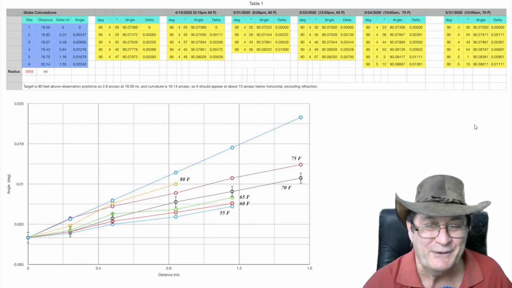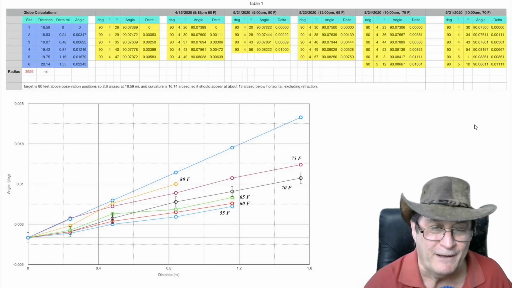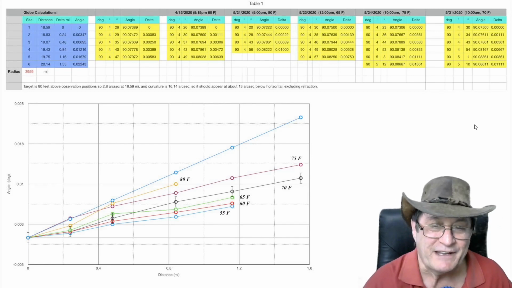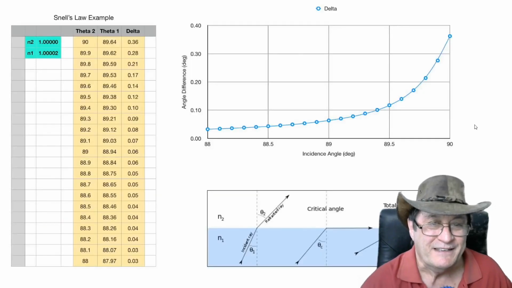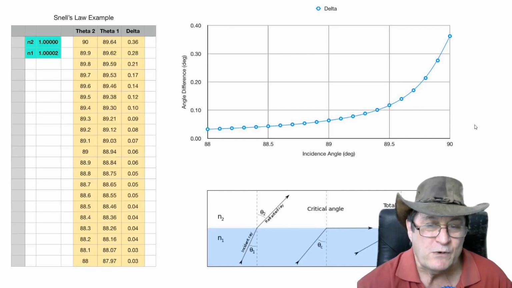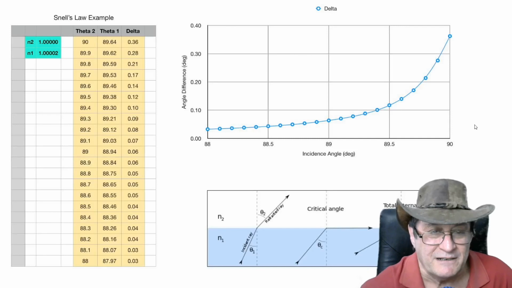So what's he going to do now? He's going, uh-oh, I've proved the globe. How am I going to weasel my way out of it? How am I going to come up with the right excuse to get out of this pickle? So here's what he's come up with this time. Oh, it must be refraction.